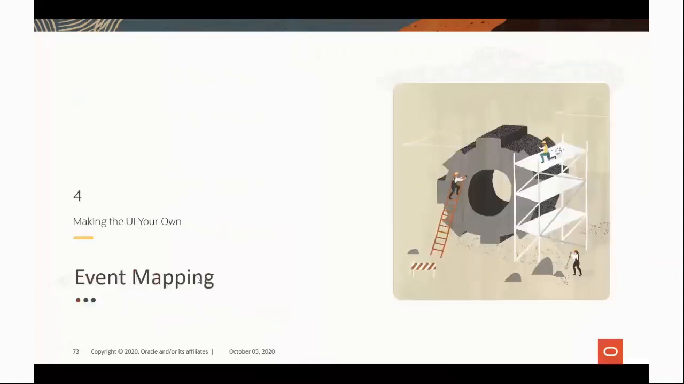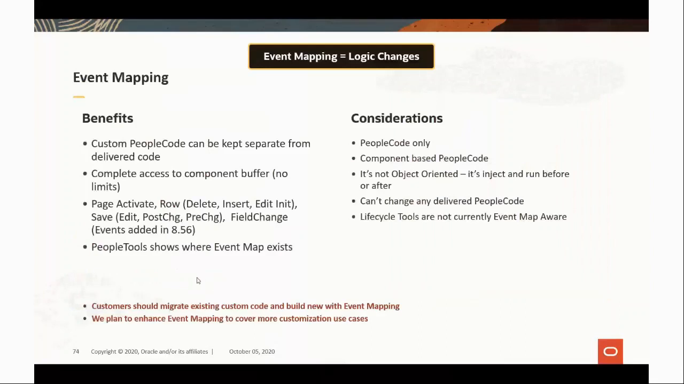So event mapping, as I said, this lets you change the logic. It's completely separate from our delivered code. Again, it allows you complete access to the component buffer. So there's a lot you can do with it. We initially introduced event mapping in 8.5.5. That was enhanced every release since. So more events included in 8.5.6 and 8.5.7, 8.5.8. We've also got tools now for the developer that show where event mapping exists. And I'll talk about some things that are coming up for that later.